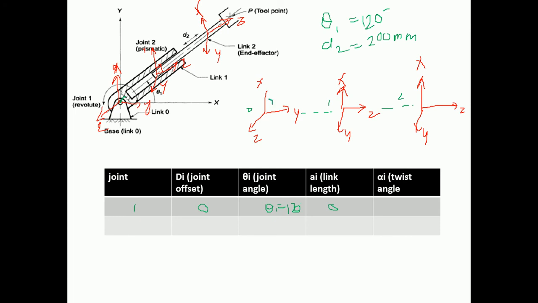When we rotate about the x axis by 90 degrees, this z axis becomes parallel with this z axis, so this value is going to be 90 degrees. Now for joint 2, when we do the same thing, the first parameter to be given is the joint offset, which is already given in the question.